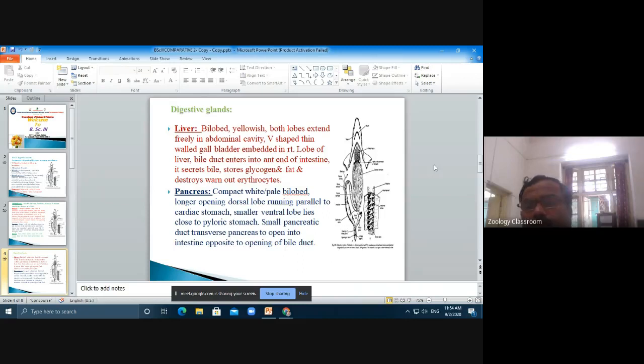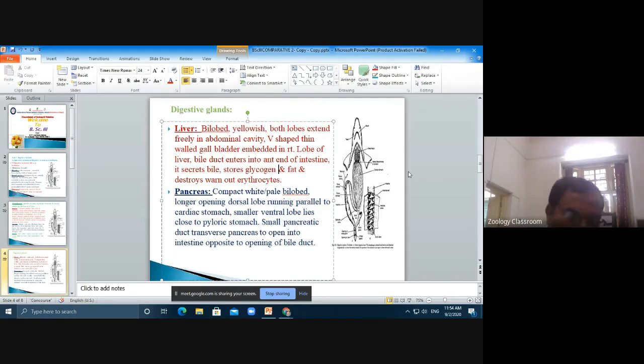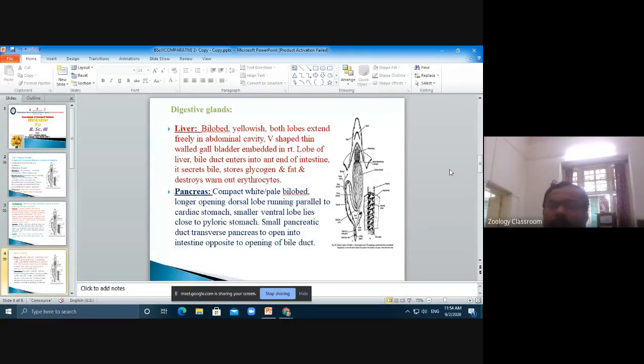The liver is also useful to store glycogen. Excess glucose is converted into glycogen by the liver and it is stored for future use. As well, it is useful for the storage of fat, and another function of the liver is that it destroys the worn out erythrocytes or RBCs. Red blood cells have a specific lifespan. After completion of the lifespan, these red blood cells are broken down and destroyed in the liver. So this is another function of the liver.